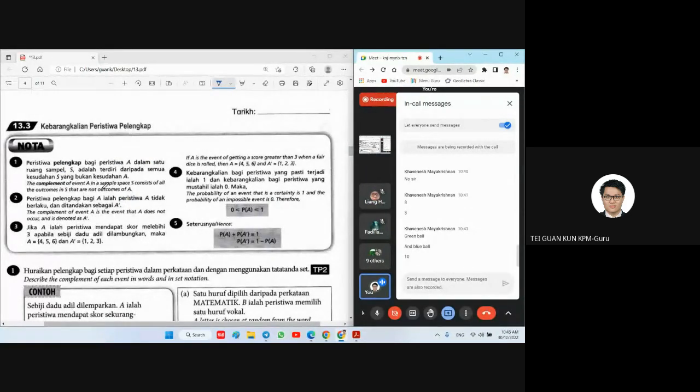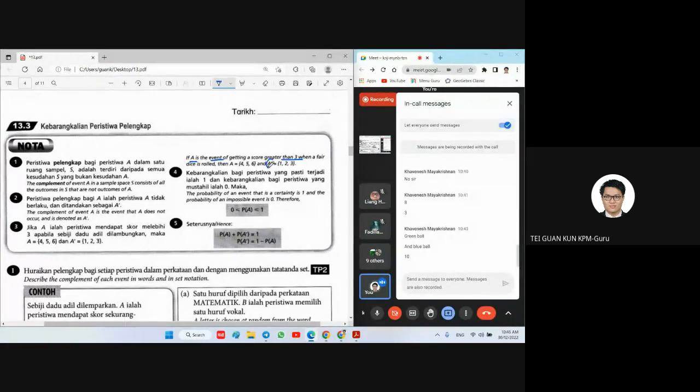Complement of event A in a sample space consists of all the outcomes in sample space that are not outcomes of A. So you kena faham lah apa itu complement. Okay, then ada formula-formula yang kamu kena tahu jugalah. So for example, if A is the event of getting a score greater than 3 when a fair dice is rolled. Okay, so A is what? A is event of getting score greater than 3. So getting score greater than 3 means 4, 5, 6 lah.